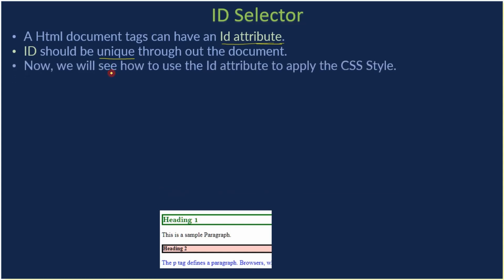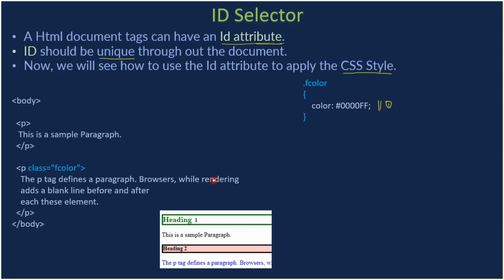Now we will see how to use the ID attribute to apply CSS style. That means here we are going to form a selector based on the ID. So fcolor, we already used it. This is for the class selector. This dot notation specifies that any tag that contains fcolor will follow this rule 1. This is from our previous example, a paragraph tag that is going with the fcolor class attribute.